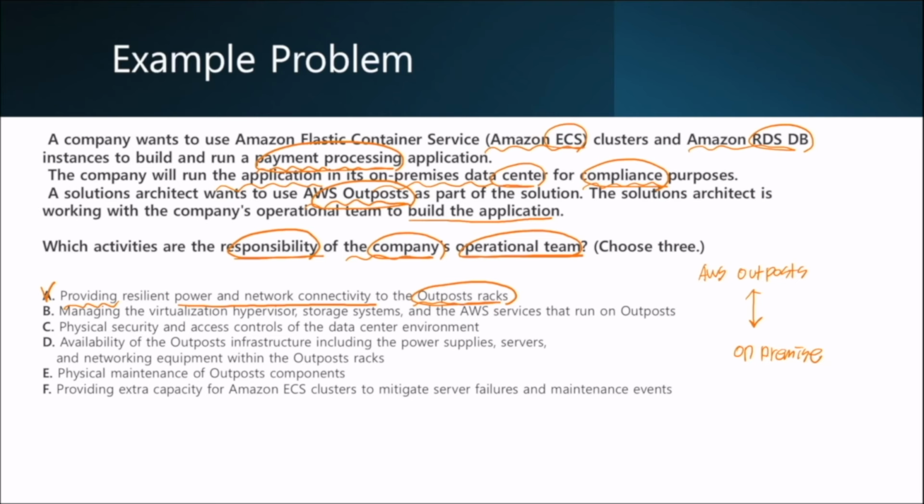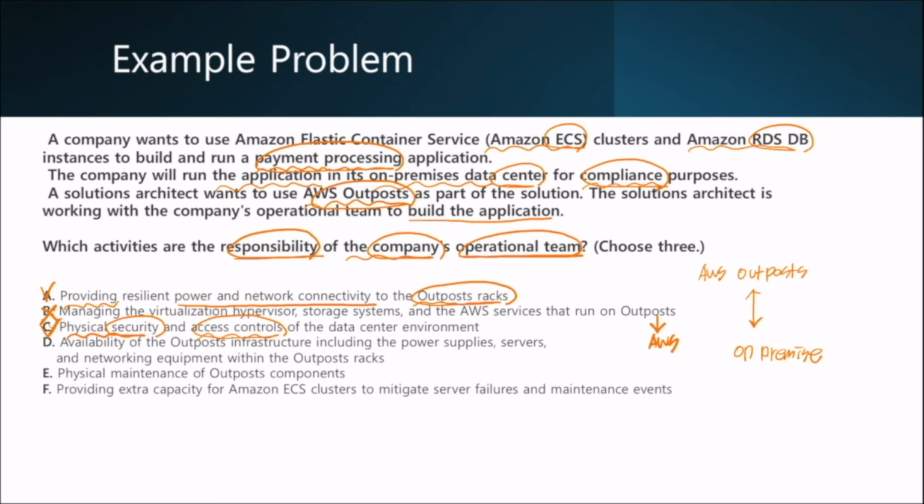B. Managing the virtualization, hypervisor, storage systems, and the AWS services that run on Outposts. So Outposts to AWS. But we're looking for the responsibility of the company's operational team, right? So managing the virtualization of hypervisor, storage systems, and the AWS services that run on Outposts is not the job or responsibility of an operational team. For C, physical security and access controls of the data center environment. Physical security and access controls, responsibility of the operational team.